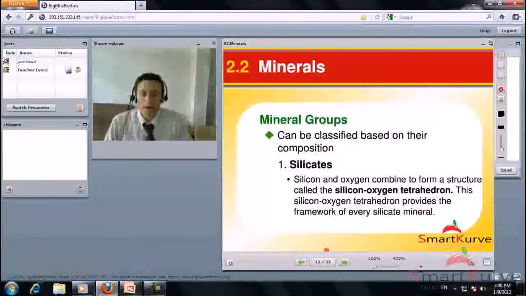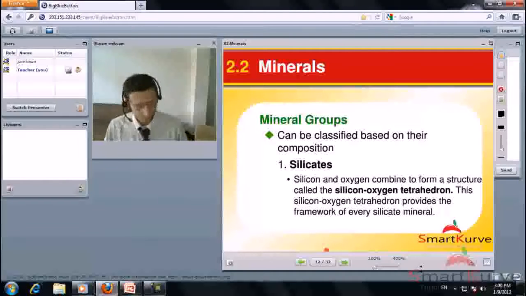Here. Minerals, on slide 12, minerals can be classified based on their composition. That means based on the elements that are in that mineral. Our first group, silicates. Silicon and oxygen combine to form a structure called the silicon-oxygen tetrahedron.